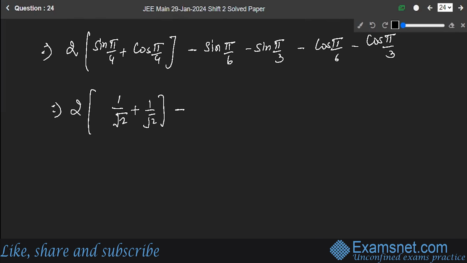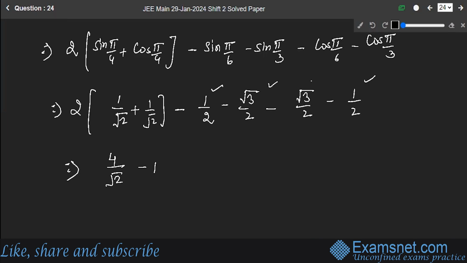Cos 30 degree is 1 by 2. Sine of 60 degree, this will be cos 30. So this will be root 3 by 2 minus this. This will be 4 upon root 2 minus this, and this will give me minus 1, and this will give me root 3. So this will be 2 root 2 minus 1 minus root 3, or 2 root 2 minus root 3 minus 1.